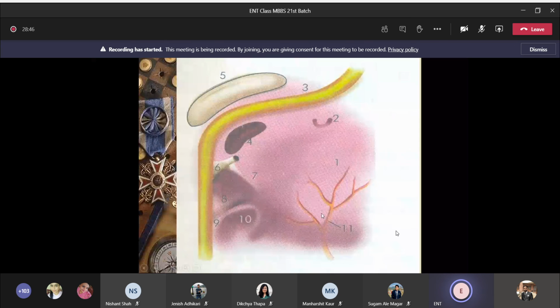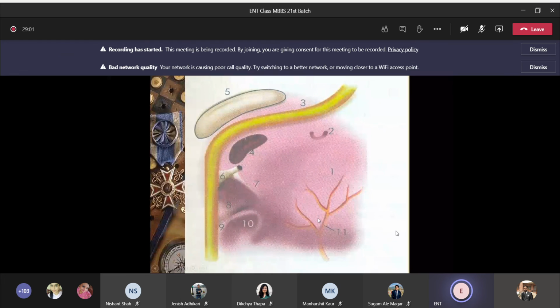In the posterior wall, we can see the process cochleariformis, the pyramid, and part of the facial nerve. This is the facial nerve coming here, and this is the branch of the facial nerve. This is the chorda tympani nerve coming from here.